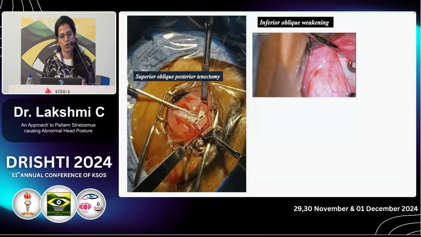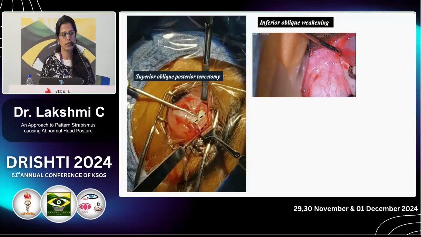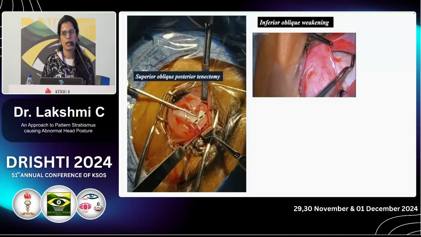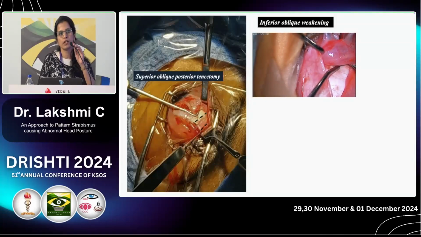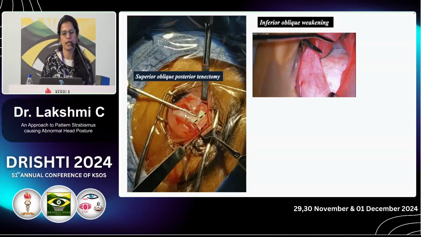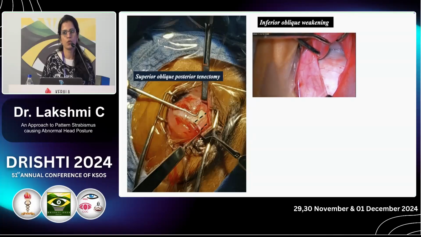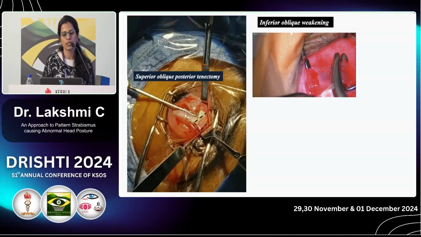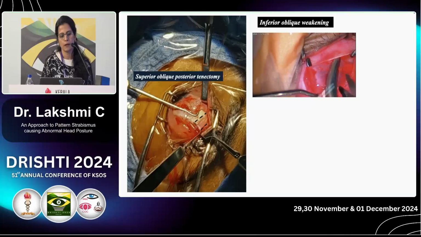And in oblique overactions, we should tackle the obliques necessarily. And suppose the inferior oblique is overacting, if there is a dissociated vertical deviation, it needs to be corrected along with it. So we might need to do an anteriorization procedure along with the recession of the inferior oblique.